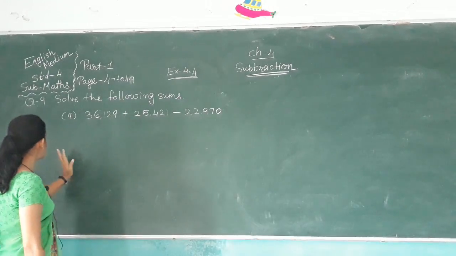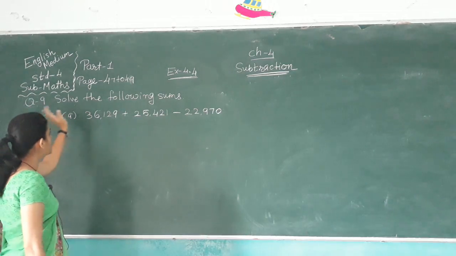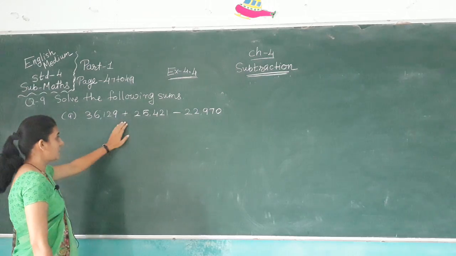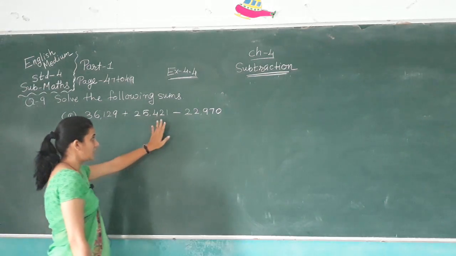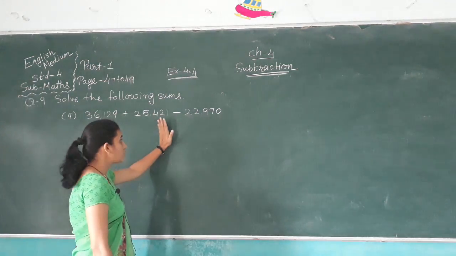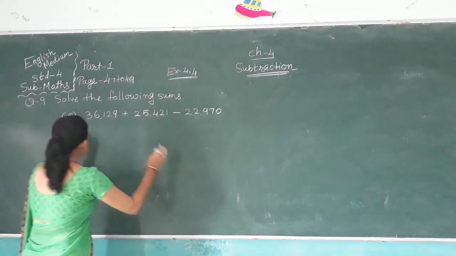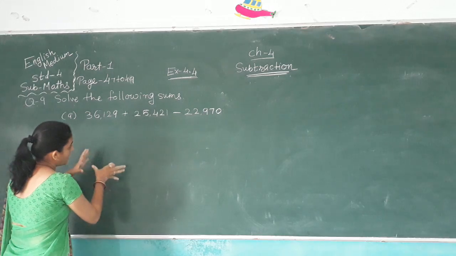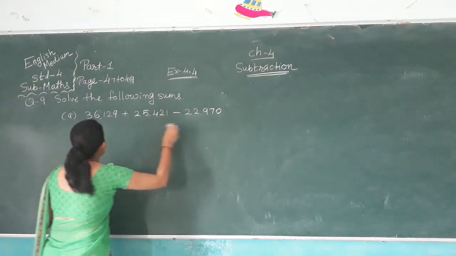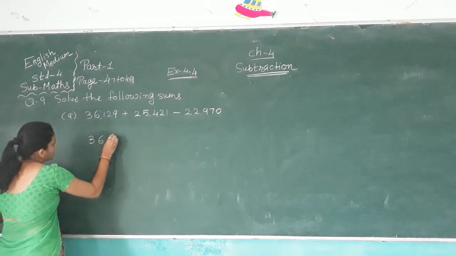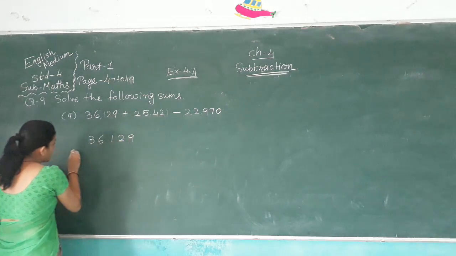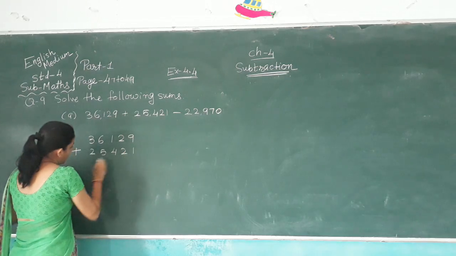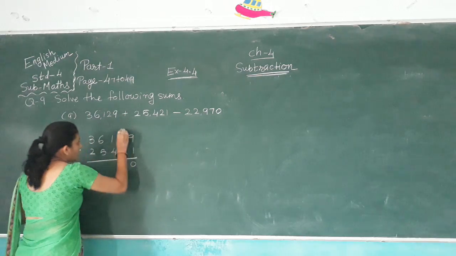Now next question, question number 9. Solve the following sum. Here 36,129 plus 25,421 minus 22,970. First we add these two numbers, then we subtract this one from the answer. So 36,129 plus 25,421. 9 plus 1, 10, carry over 1.